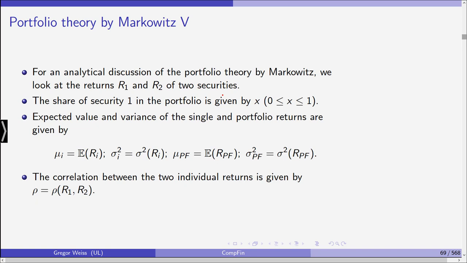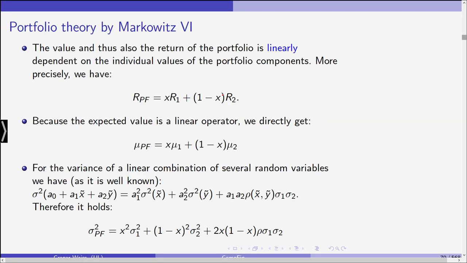And we need the expected value and the variance or volatility of the single investments and the portfolio returns. So mu i is the expected return for security i. Sigma i squared is sigma squared of Ri. Mu PF is simply the expected return of the portfolio. And sigma squared PF is the variance of the portfolio return. And last but not least, we need the correlation. The correlation between the two individual returns is simply rho of R1 and R2. So that's the correlation factor.